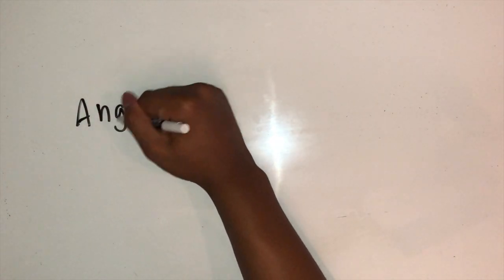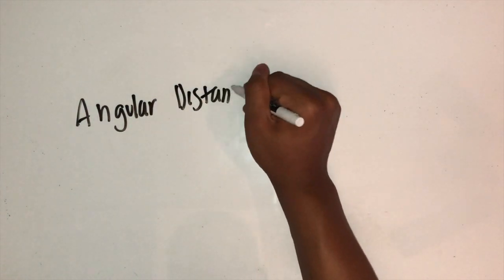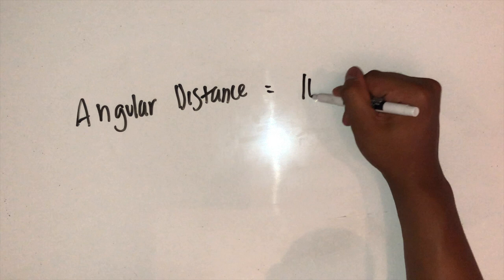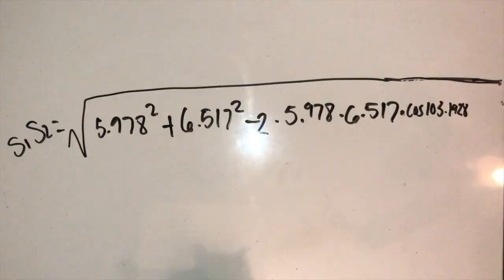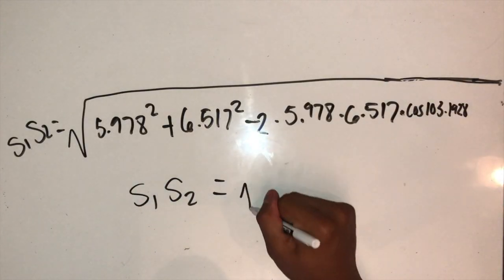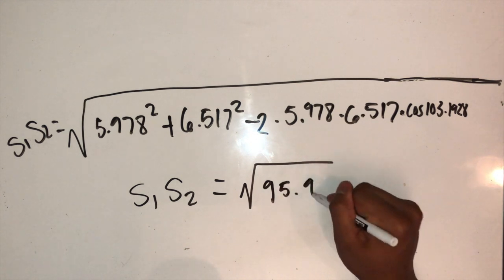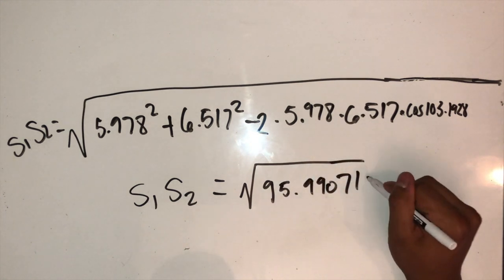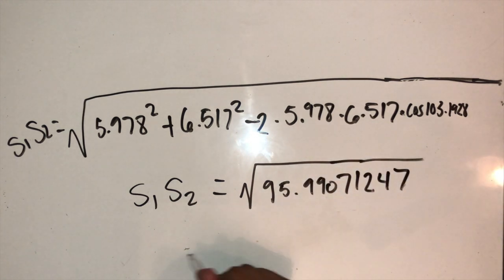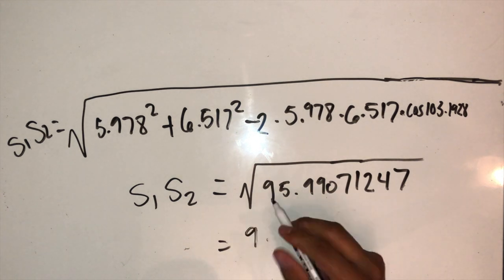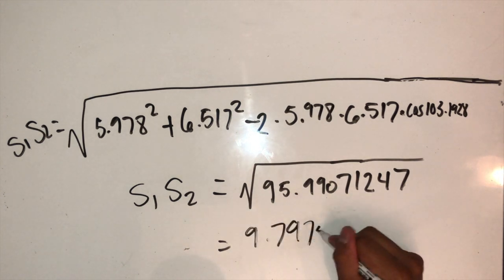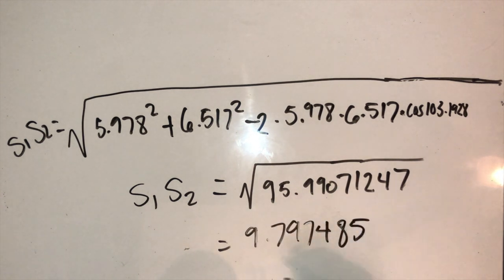This gave us the angular spacing or the angular distance to be 103.1928. After calculating all the numbers, we find that the distance between the two stars is equal to the square root of 95.99071247, or 9.797485 light years. With that being said, it'll take about 9.8 light years for Barnard's star to reach Lumen 16.